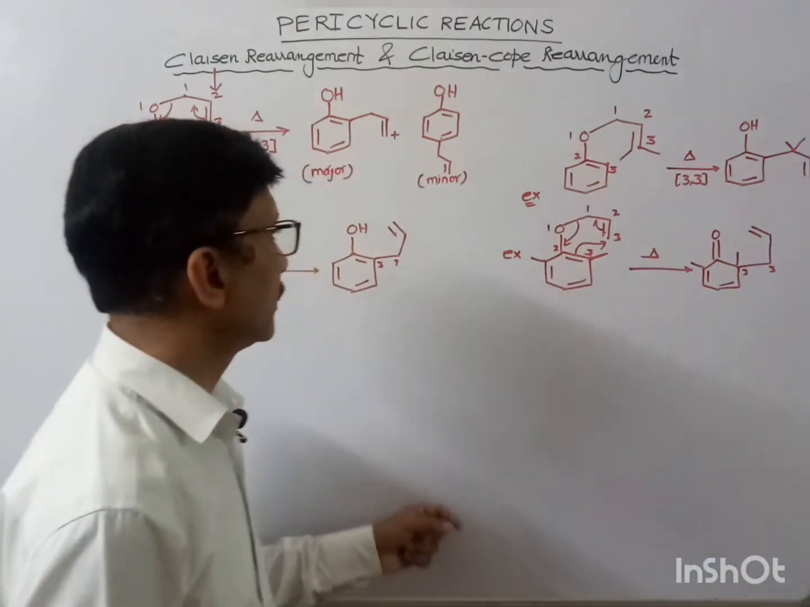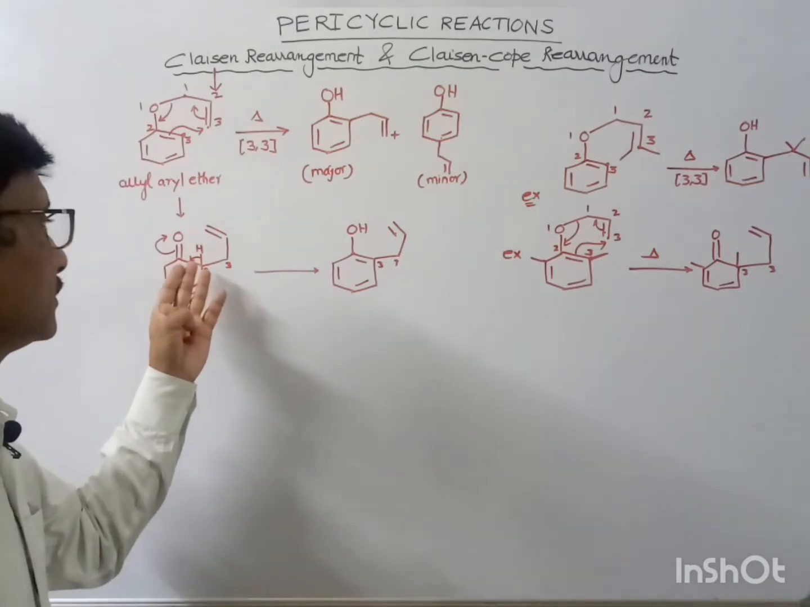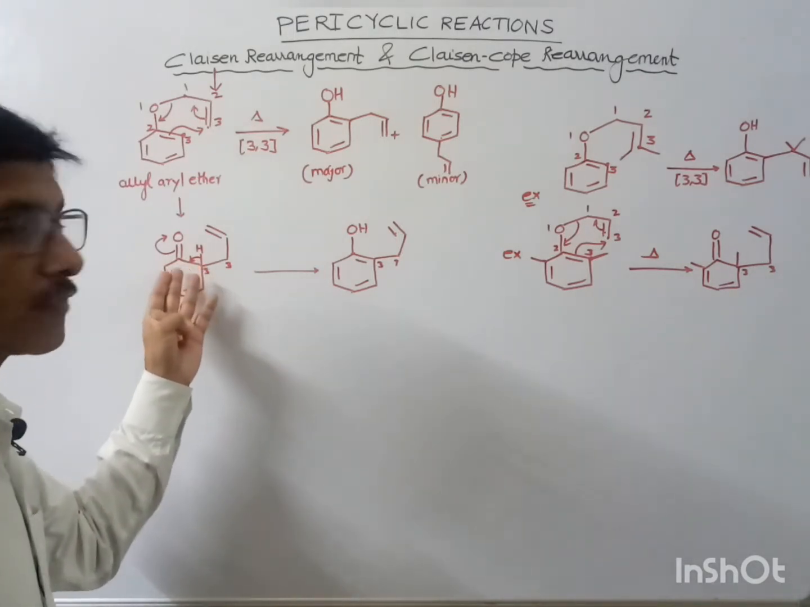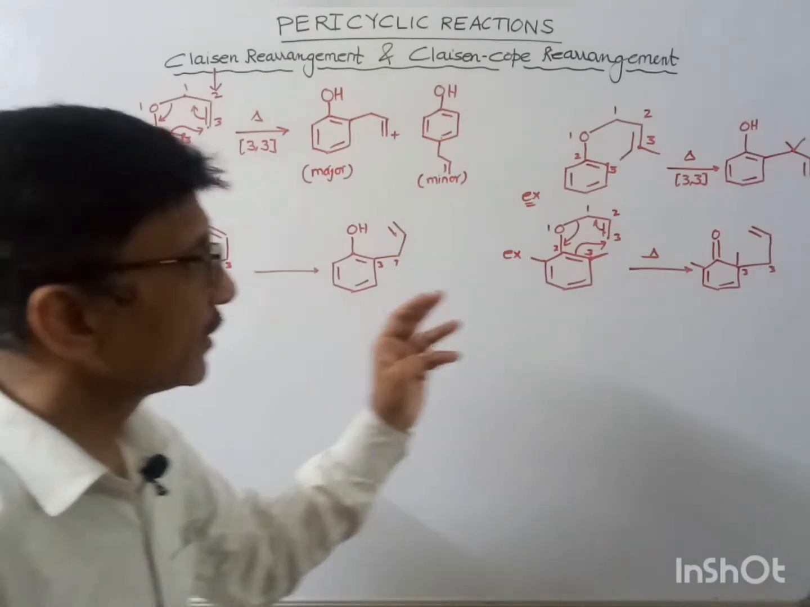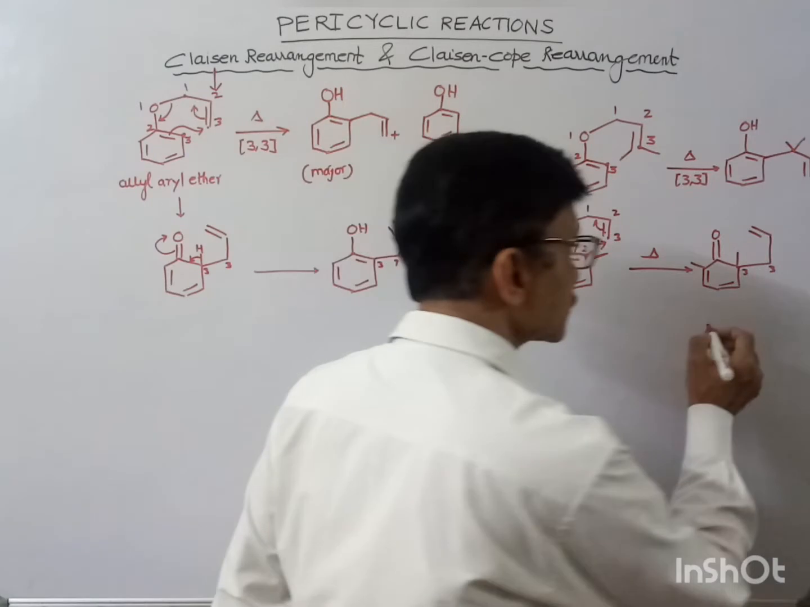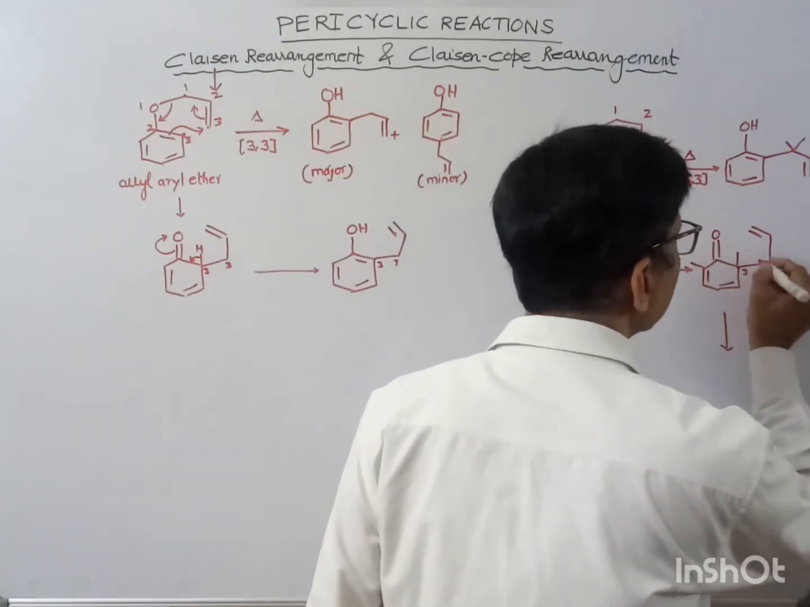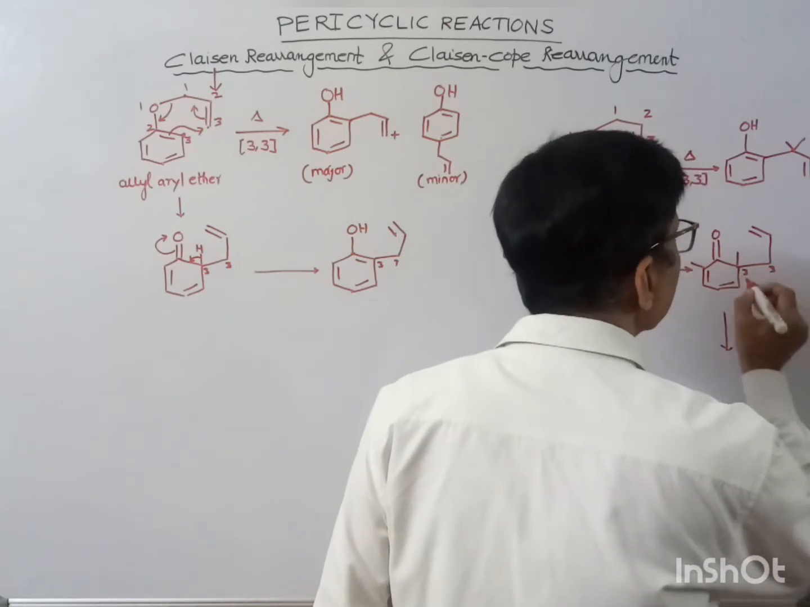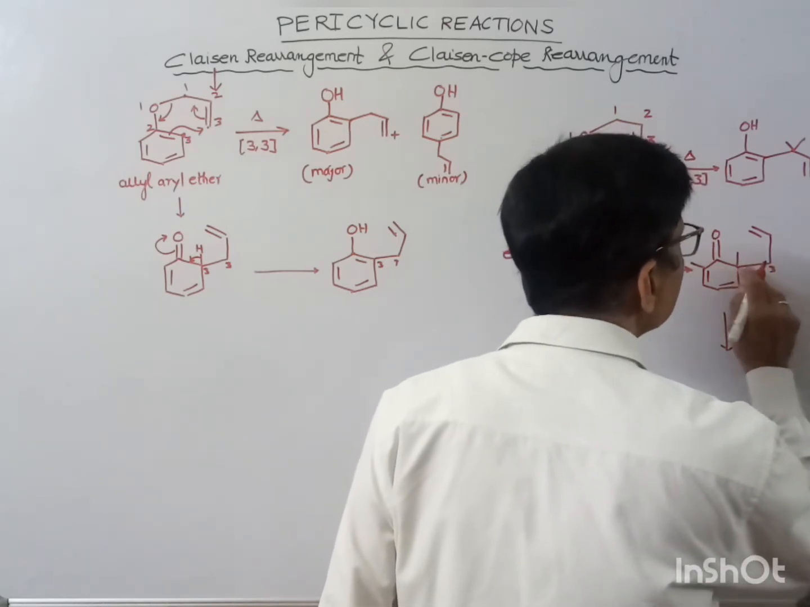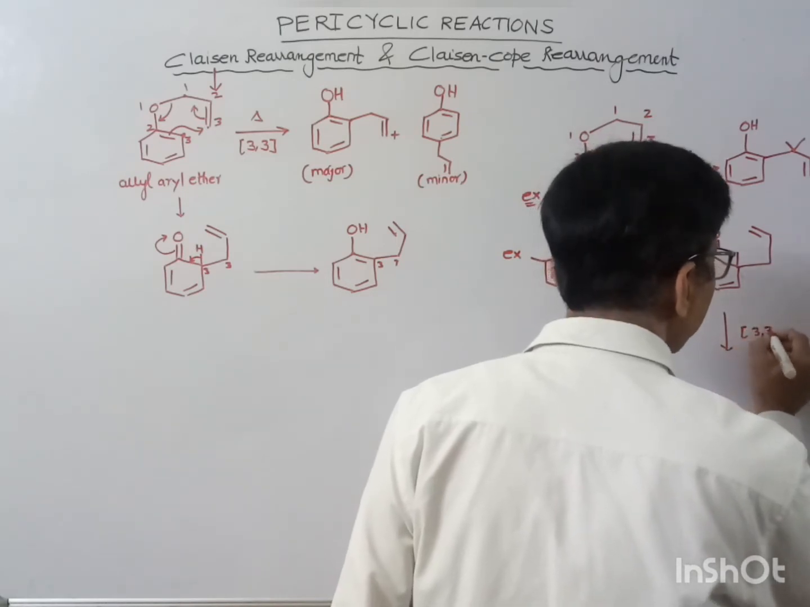Now here in this example, what you have seen, the aromatic character is regained by the loss of this hydrogen atom, whereas here the loss of hydrogen atom cannot take place. That's why, what may be the product over here if you want to write? Then again if you will see here, what should I give? A 3-3 sigmatropic shift will take place again here.